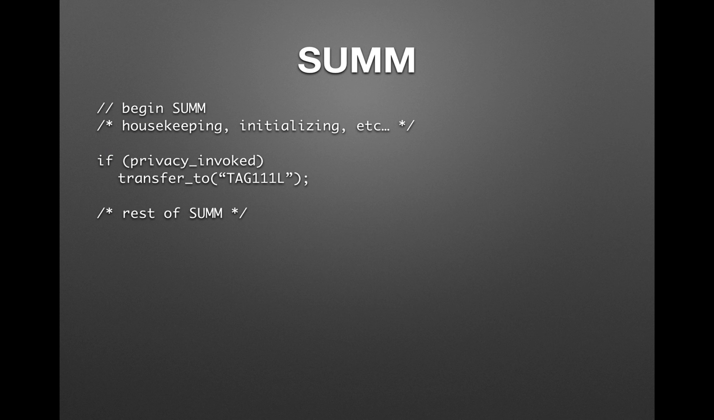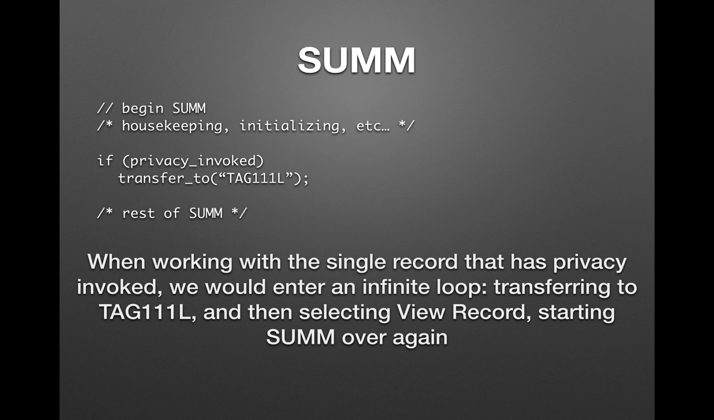Running the SUMM program will eventually get to an if statement that checks to see if privacy has been invoked on the student. If it has, the user has to transfer to tag 111L. However, when working with a single record that has privacy invoked, we would enter an infinite loop transferring to tag 111L, selecting view record, and then starting SUMM over again. When we get to this if statement, we'll continue to transfer to tag 111L until the user selects cancel, failing out the transaction, never getting to the second pass of SUMM with that ID.